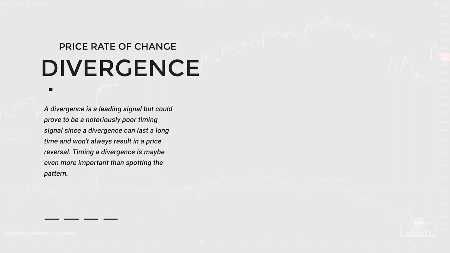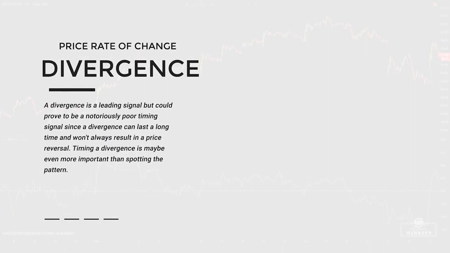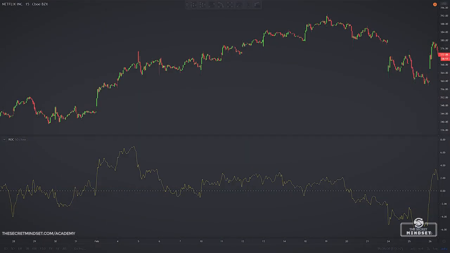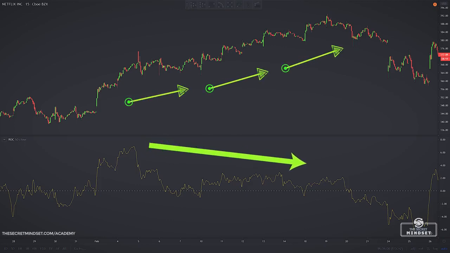A divergence is a leading signal, but could prove to be a notoriously poor timing signal, since a divergence can last a long time and won't always result in a price reversal. Timing a divergence is even more important than spotting the pattern. This example shows the rate of change posting a long-term divergence. There are several peaks for the rate of change reading, and all of them would have given wrong trading signals.